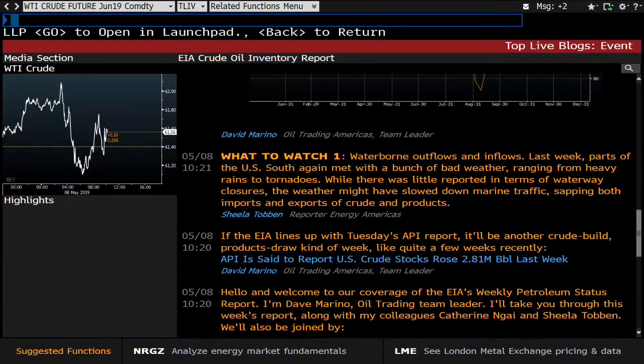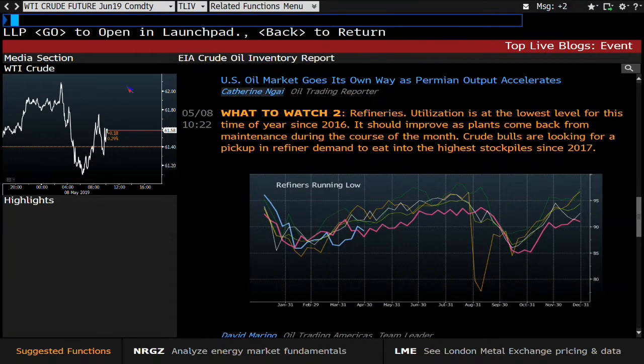I like these as we get ready. So, outflows and inflows. Last week, parts of the U.S. South again met with a bunch of bad weather, ranging from heavy rains to tornadoes. While there was little reported in terms of waterway closures, the weather might have slowed down marine traffic, sapping both imports and exports of crude and products. Isn't that wild how the economy works? It is. The weather, how it plays in, right? We've seen refinery problems, a lot of real fundamental aspects of what's going on.